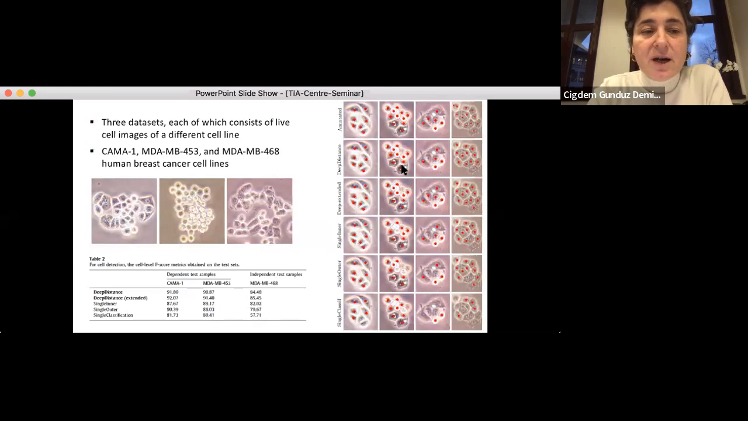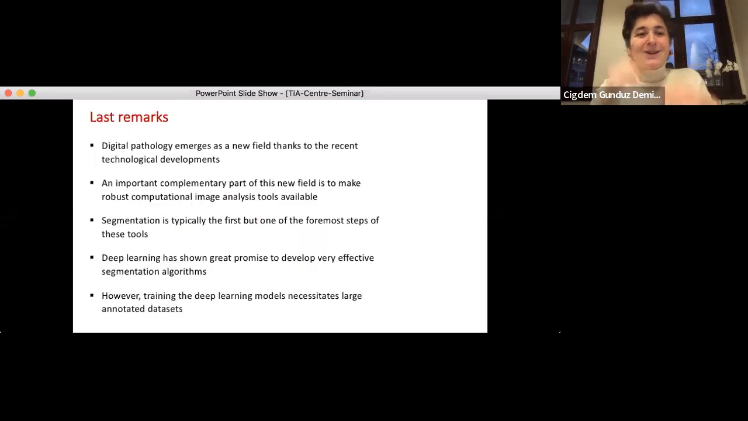So we observed that we had better results, we had better detection results, and these are the F-score metrics obtained on the test sets. Okay, so as the last remark, that is the end of the explanation of the models, and as the last remarks, digital pathology emerges as a new field thanks to the recent technological developments.